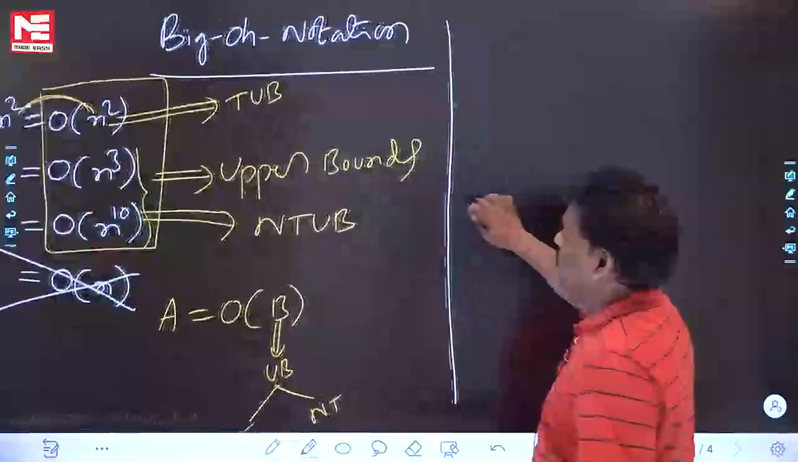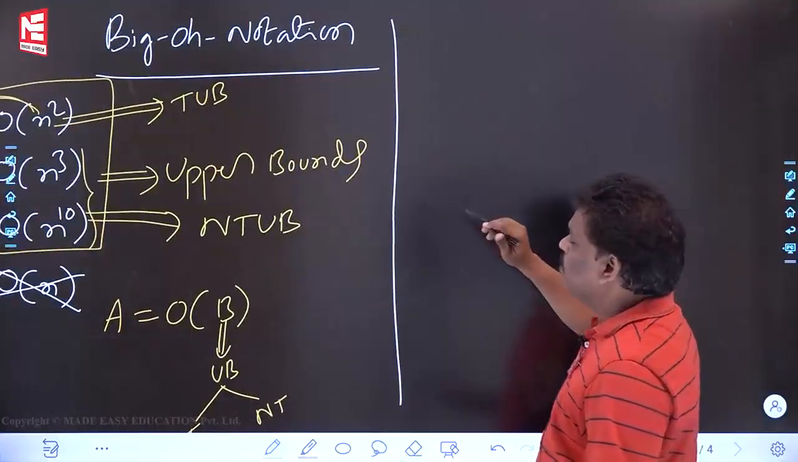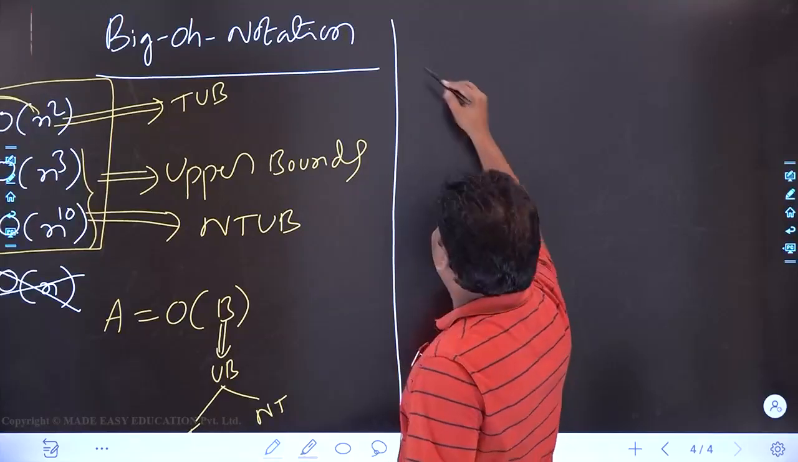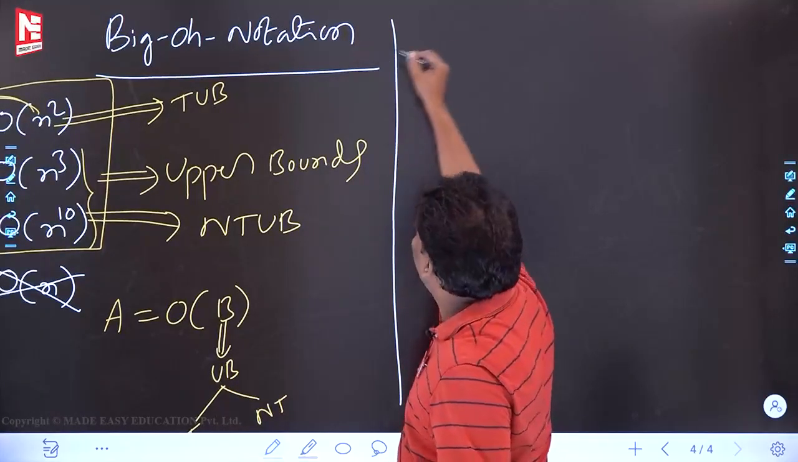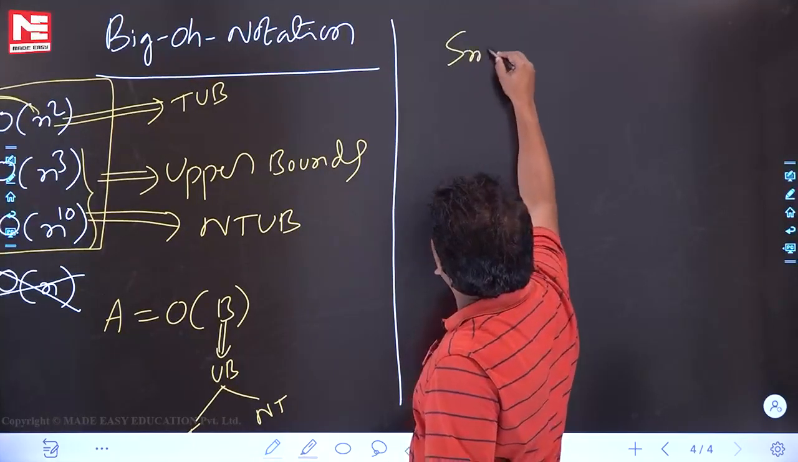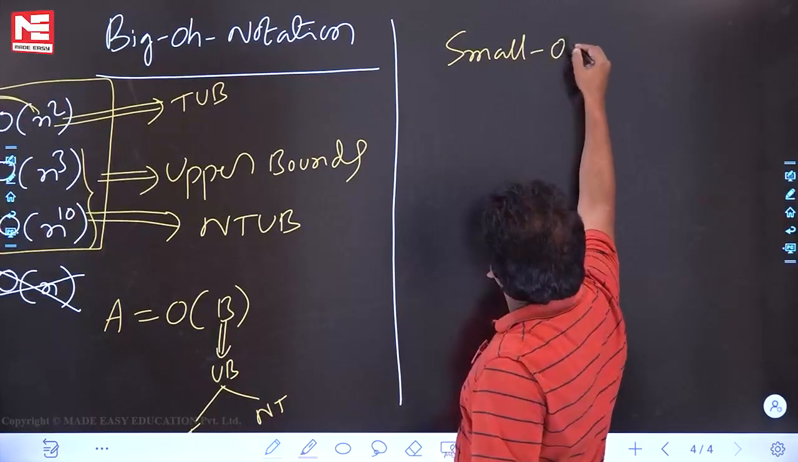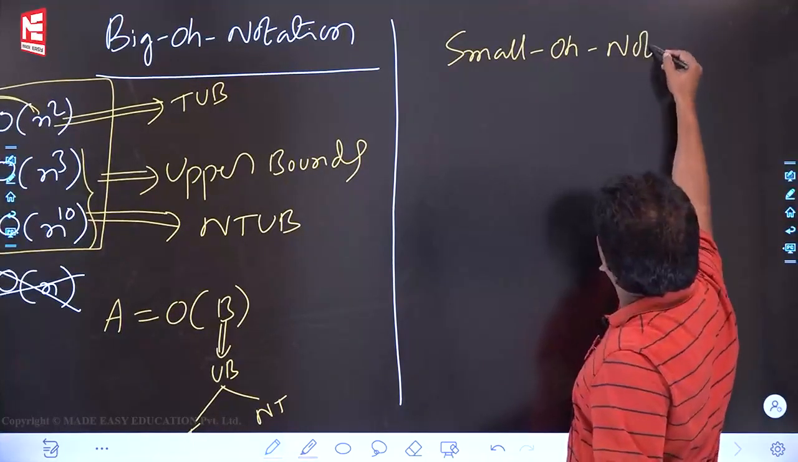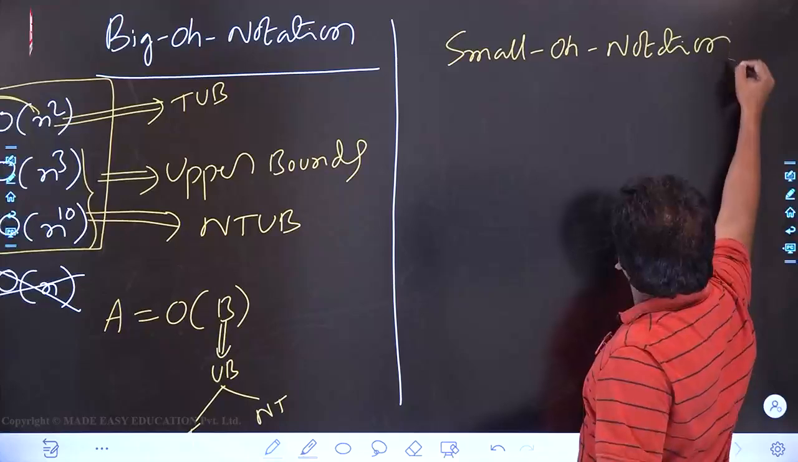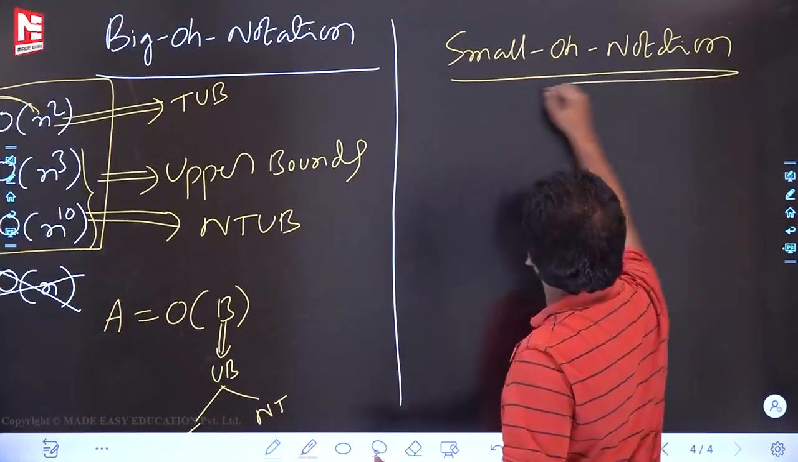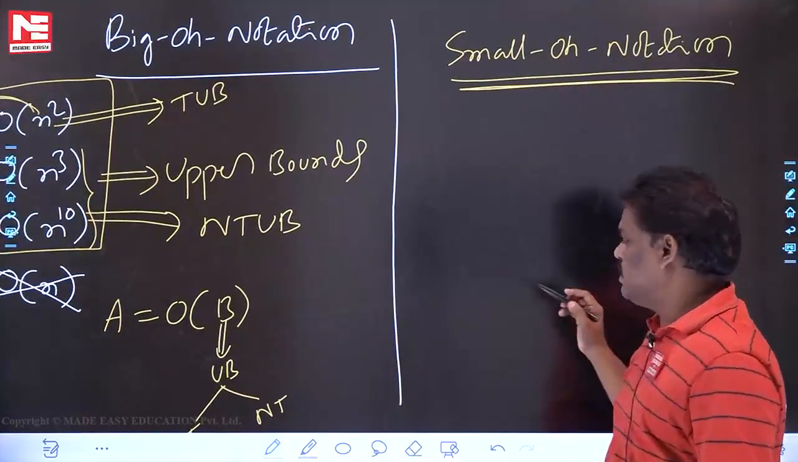Now listen. If you are okay, one small thing is coming. Just listen. This is Big O notation. See this one. This is Big O notation. See one more: small o notation. Some people are asking, sir, what is the meaning of small o notation? I will say now. See this one.